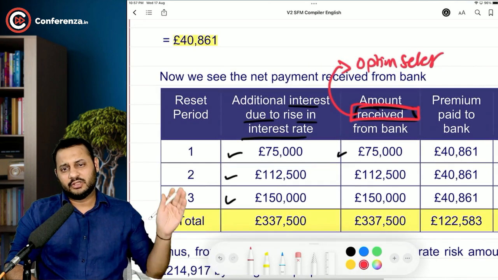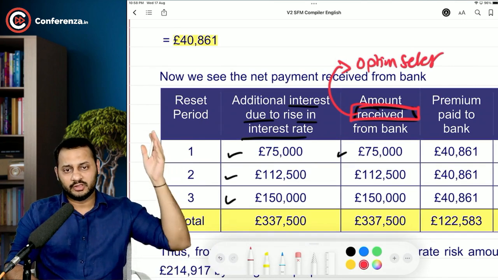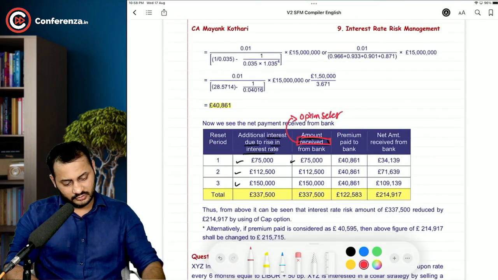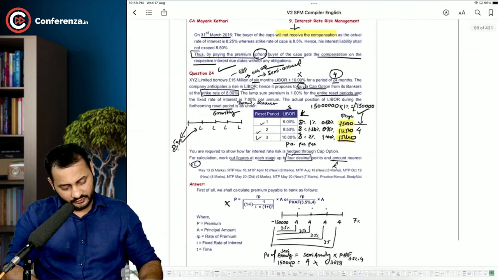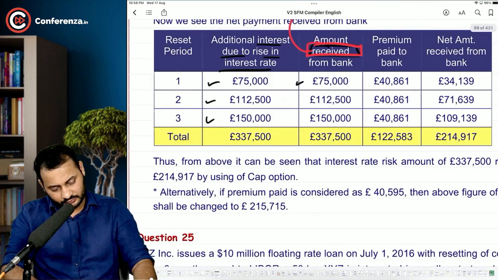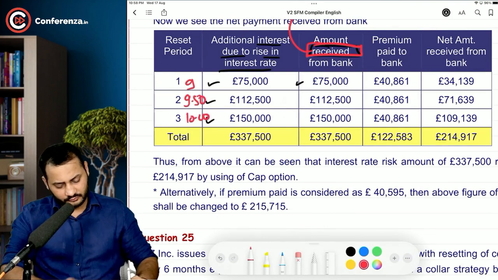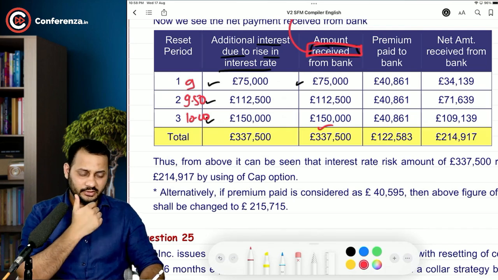They should have created 2 more columns here with the LIBORs, the current LIBOR, and the comparison. So let me do that for you. 9, 9.5 and 10, right? 9, 9.5 and 10. So the calculation of all these figures has been given on the previous page.